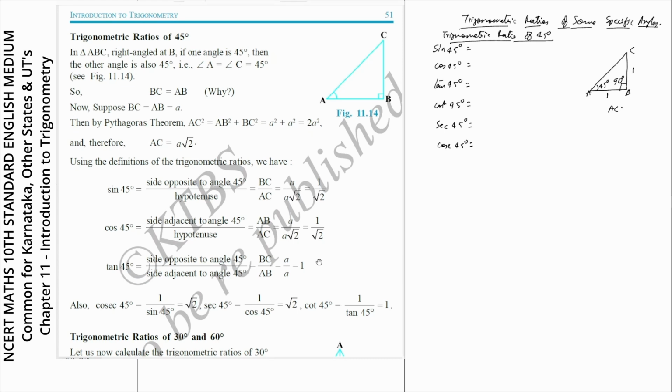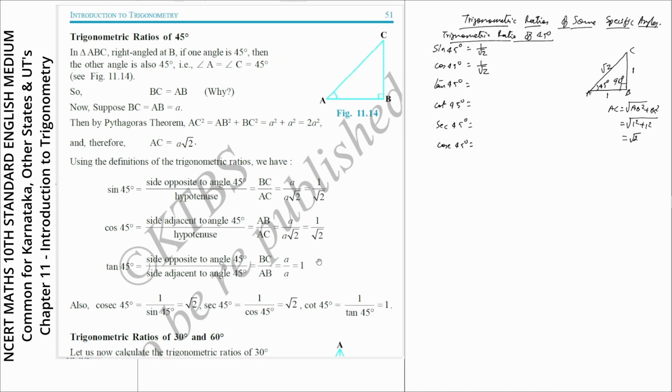AC is equal to square root of AB square plus BC square. Therefore it is 1 square plus 1 square is equal to 2. Square root of 2 I will get. AC is equal to square root of 2. Now with respect to angle A, what is sin 45? Opposite by hypotenuse. So sin 45 is 1 by root 2 I will get. And similarly cos of 45. Cos of 45 is adjacent by hypotenuse. Cos 45 also I will get 1 by root 2.